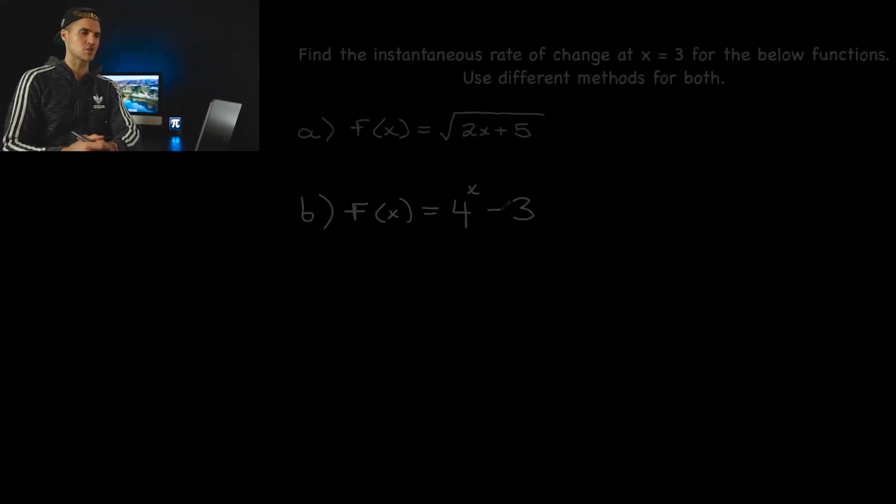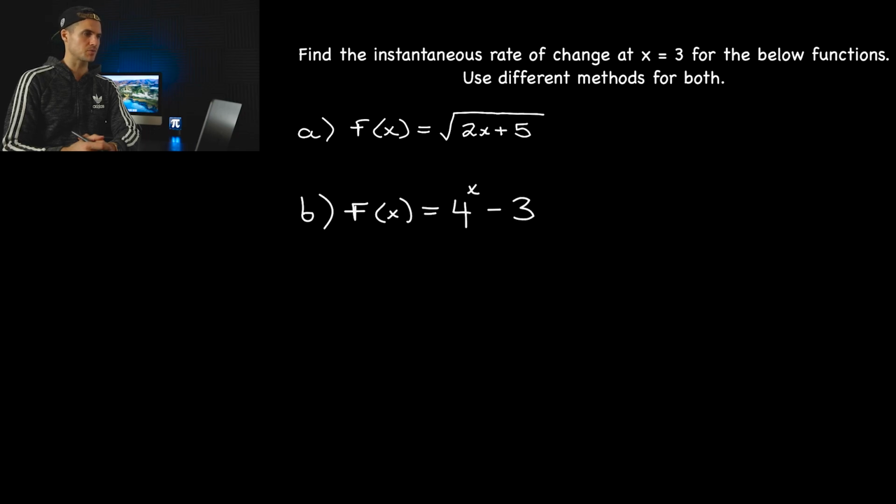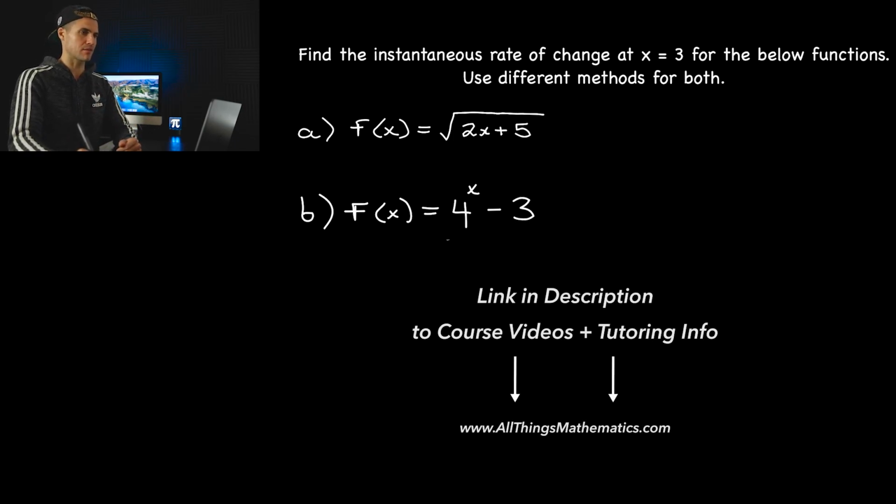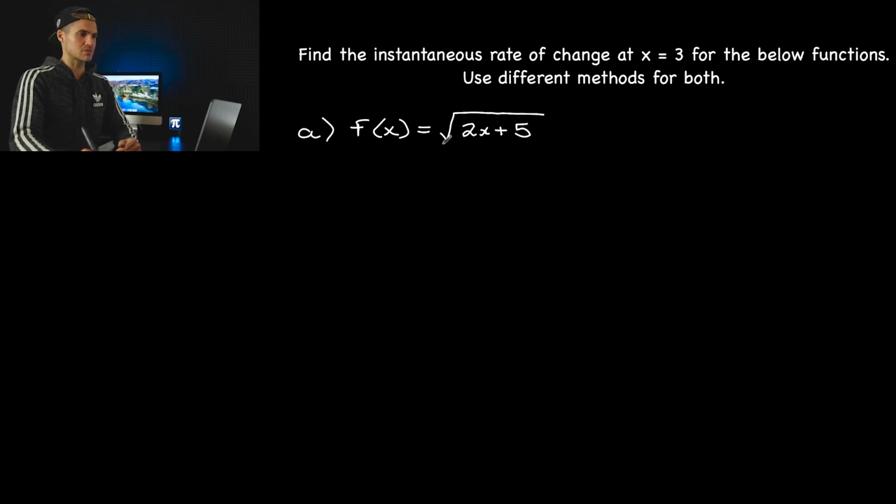Patrick here. Moving on to the next question in the rate of change unit test. In this particular question, we have to find the instantaneous rate of change at an x value of 3 for these two functions here. And for both functions, we're going to have to use different methods. Starting off with part A, we have f of x equals the square root of 2x plus 5.